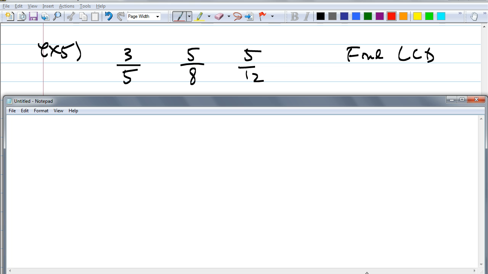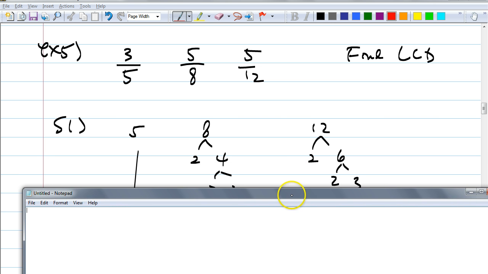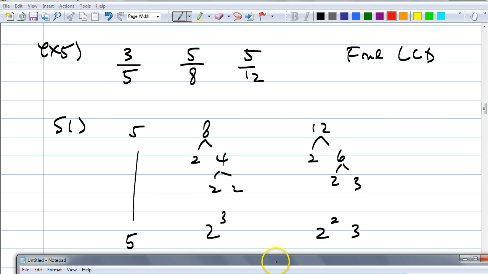So how do I factor 3 and 5? It's prime already. What about 8? 2 to the third. You should know. And then 12, you get 2 times 6. 6 is 2 times 3, so you get 2 to the second times 3. There you go. That's the hardest part, really. Second step, we write all the factors. Audrey, what do you write down? Yeah, 2 times 3 times 5.